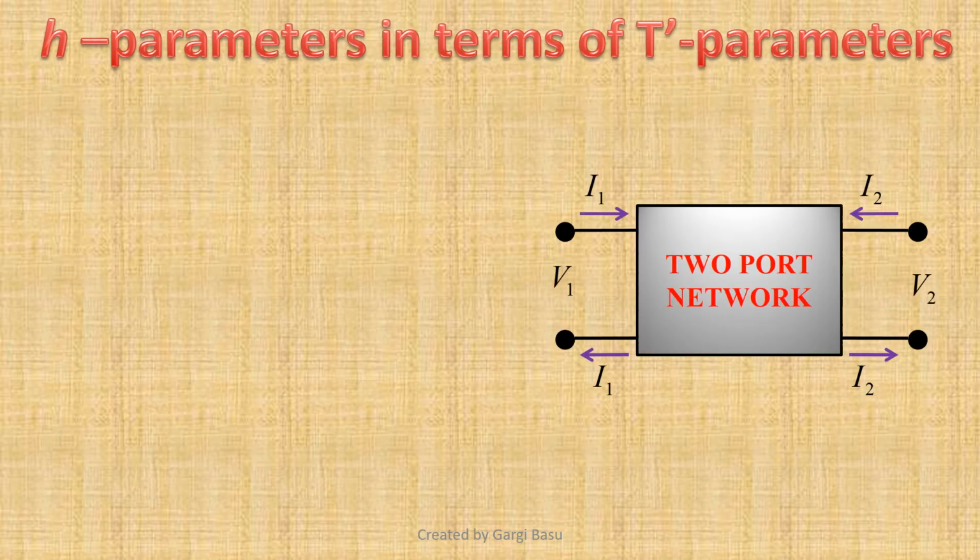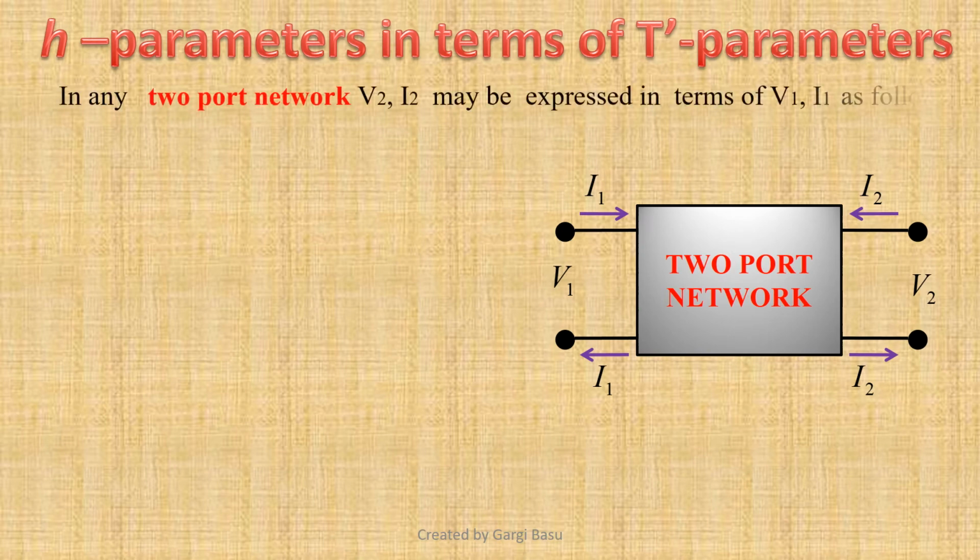Now let us derive the interrelationships between hybrid parameters and inverse transmission parameters, or simply called T-dash parameters. When we describe a two-port network using T-dash parameters, we express the output port variables V2 and I2 in terms of input port variables V1 and I1. The linear equations used in this case are V2 = A' V1 - B' I1 and I2 = C' V1 - D' I1.